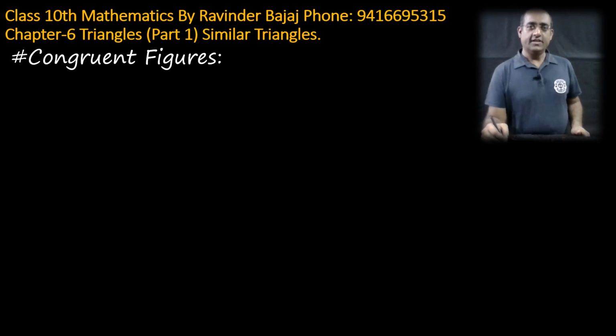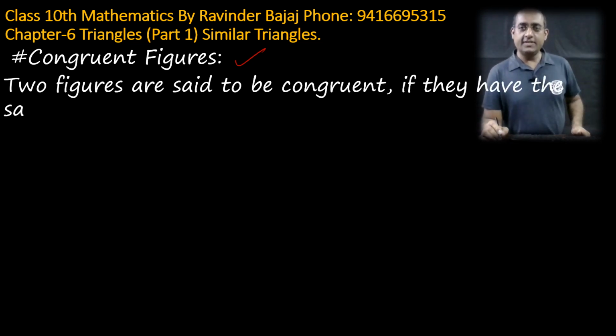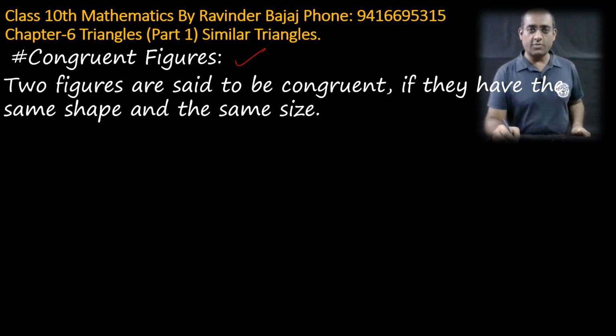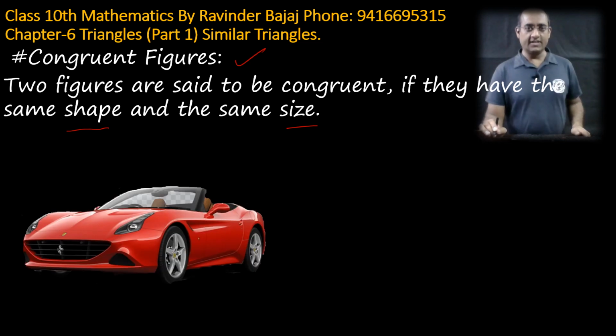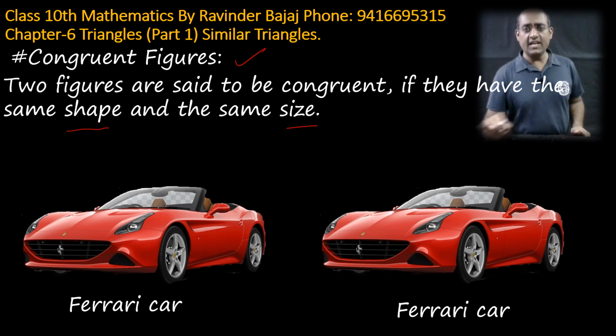Congruent figures. In class 9th you have understood the meaning of congruent. See here, two figures are said to be congruent if they have the same shape and the same size. So we are talking about shape and size. Both the things are same. See here is a car and here is another car. Both the Ferrari cars are same in size and shape. So these two figures are called congruent figures.